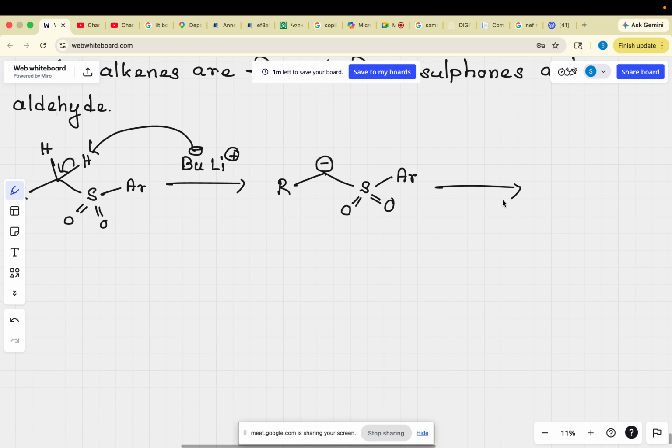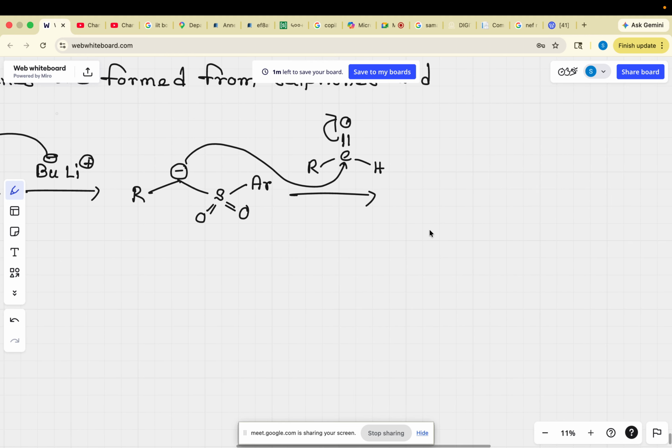Now next comes your aldehyde. Suppose you have some aldehyde. This negative charge will act as a nucleophile, and it will react on the carbonyl carbon. When it attacks, I can write it like this. Suppose this is your carbon, you are getting O minus here, hydrogen, R, and this whole group SO2Ar is here.